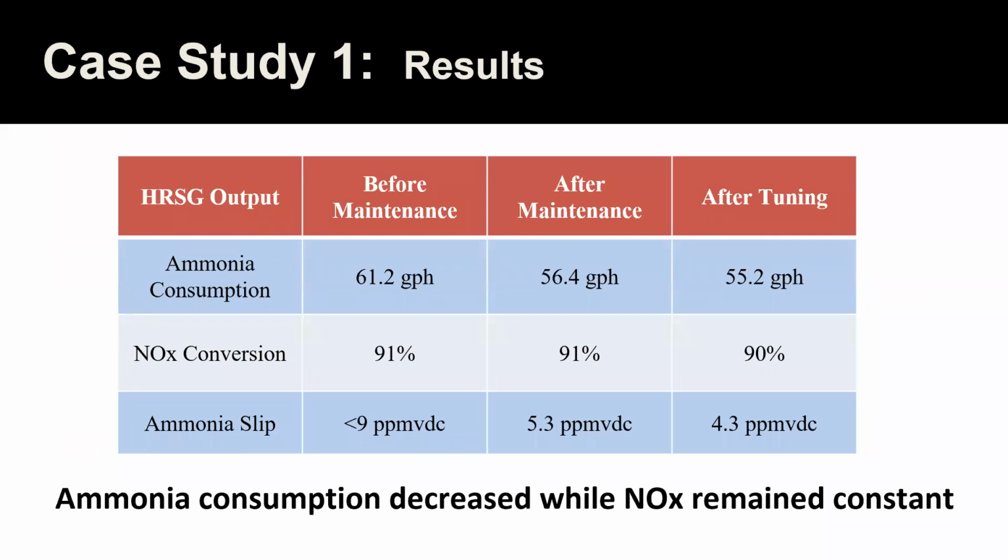After just replacing the catalyst and maintenance, we were able to reduce ammonia consumption to 56.4 gallons per hour. And that corresponded to a 5 ppm slip. Then with tuning, we got an additional gallon an hour savings and lowered the ammonia slip another ppm. So now we're way far away from the ammonia slip limit for this particular unit, and it satisfies a rule of thumb that we have about catalyst replacement. If your ammonia slip is half of what your limit is at the time of catalyst replacement, that's a good place to start.